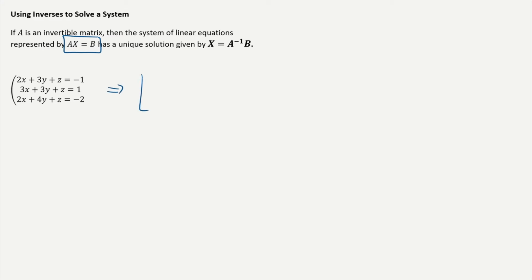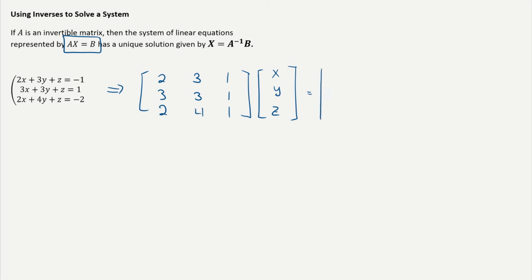In matrix A is the matrix of all the coefficients. So 2, 3, 1, 3, 3, 1, and 2, 4, 1. Matrix X is the matrix of all the variables, and you put that in a column matrix. So that one goes X, Y, Z. And then matrix B is the solution matrix, so it equals the solutions here, -1, 1, -2. Maybe I should say, the answer matrix, so what each of those equations equal. So I can rewrite our system like that.